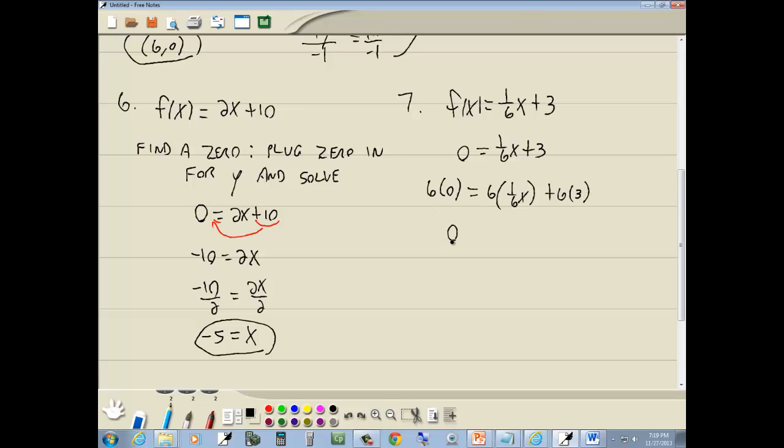Well, 6 times 0 is 0. Here these 6's will cancel. And we got x plus 6 times 3 is 18. Then take the 18 over the left side. Becomes a negative 18. And we get x is equal to negative 18. And those are our answers.